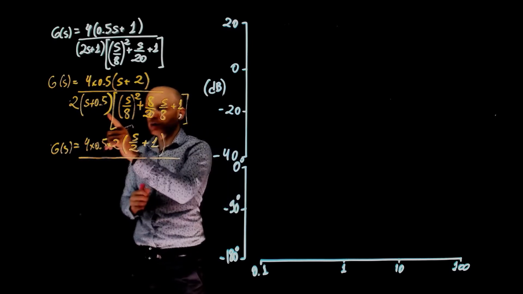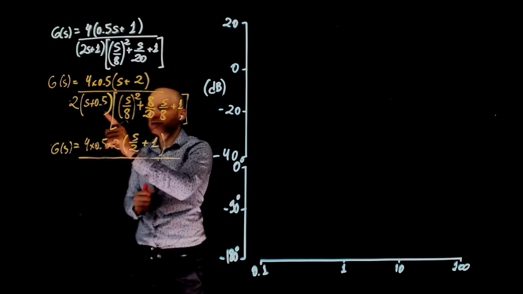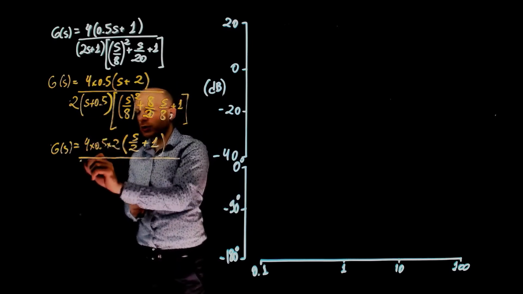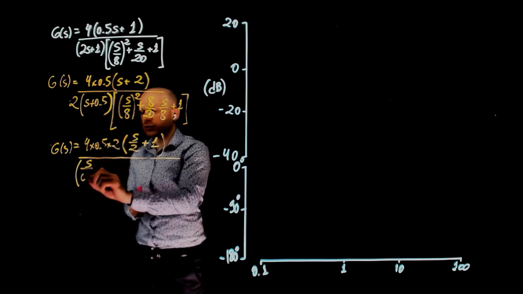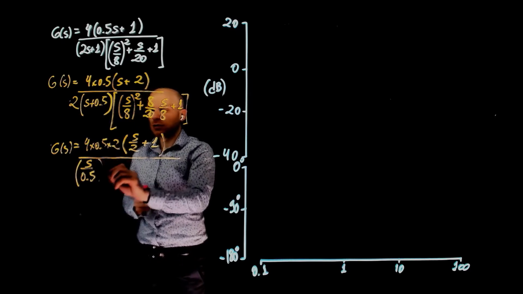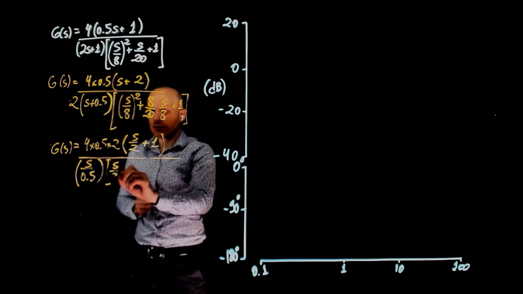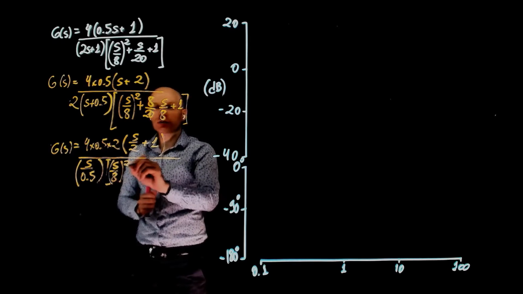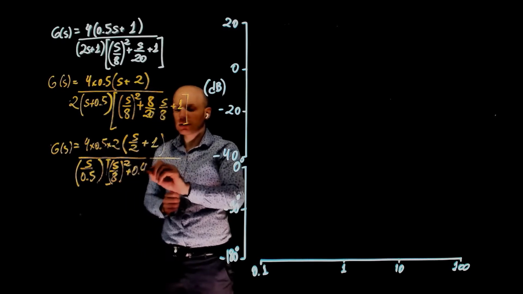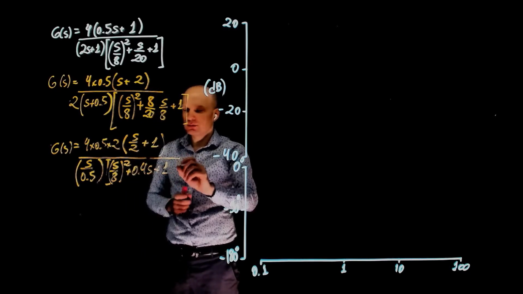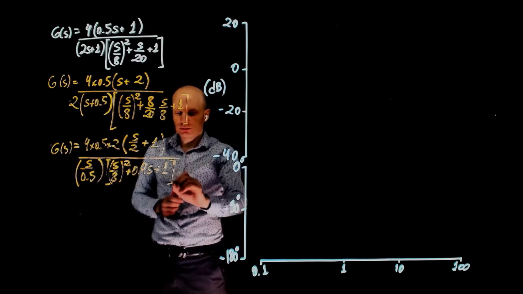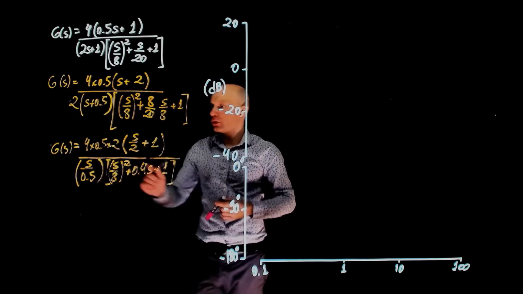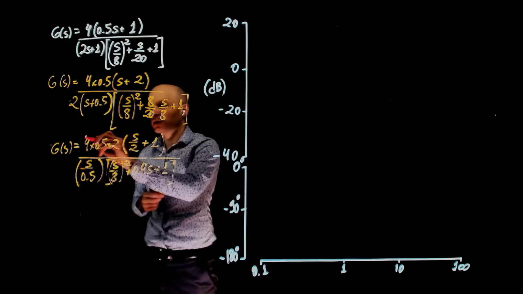divided by, now I factor out 0.5. 0.5 times 2 is 1. So we have s over 0.5 times now s over 8 all squared plus 0.4s plus 1. The result of this multiplication here is 4.